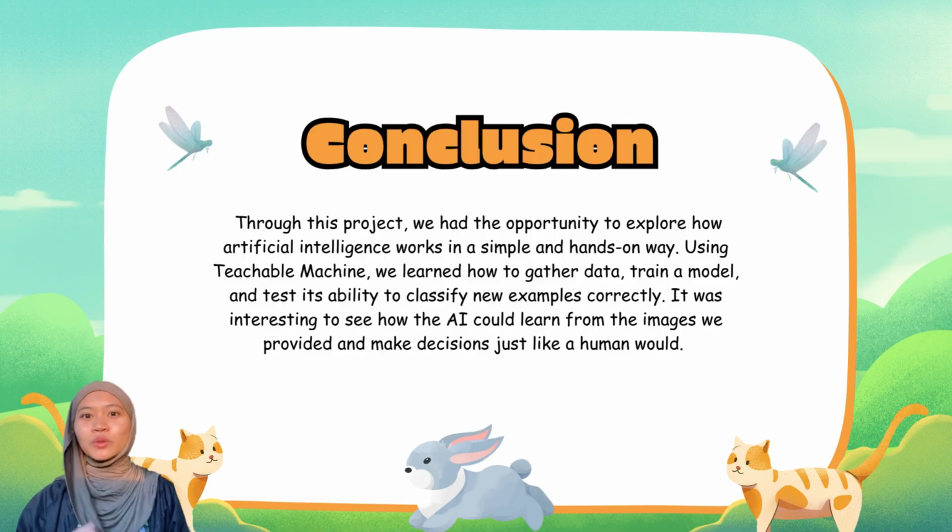It was interesting to see how the AI could learn from the images we provided and make decisions just like a human would. Training the model with animals such as cats, tortoise, monkeys, cow, and birds helped us understand how classifiers work and how important quality data is in machine learning. Overall, this experience made AI feel more approachable and showed us how it can be used in education projects and real-life applications.